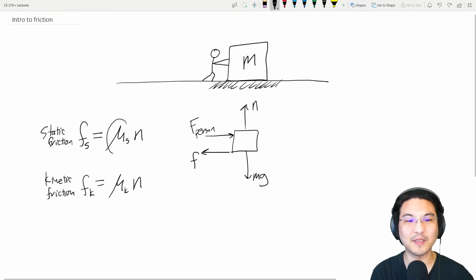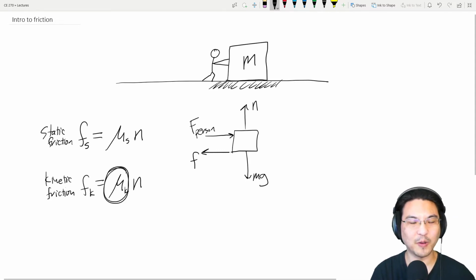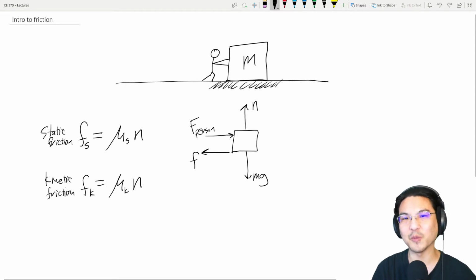And so the constant of proportionality is called the coefficient of friction. So this is the coefficient of static friction. This is the coefficient of kinetic friction. And right, if this is newtons and this is newtons, the units for the coefficient of friction, it's dimensionless. So it'll be a value like 0.1, 0.2, 0.3, something like that.